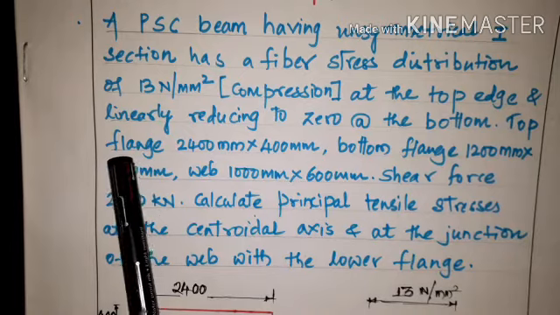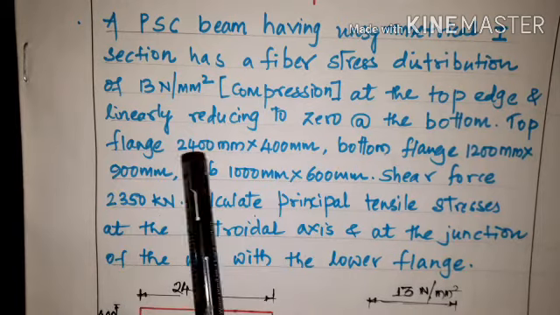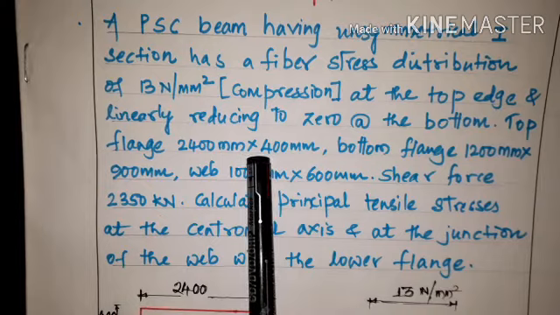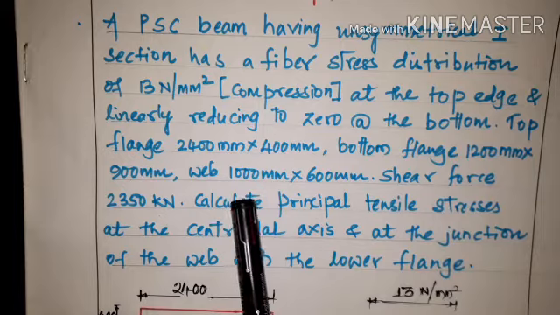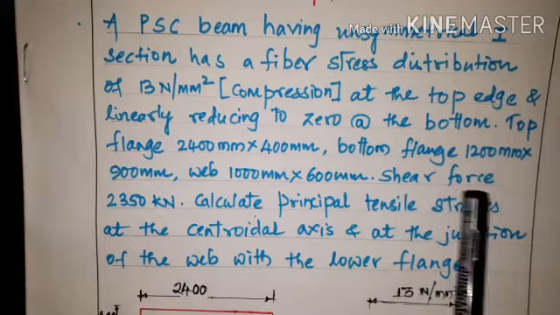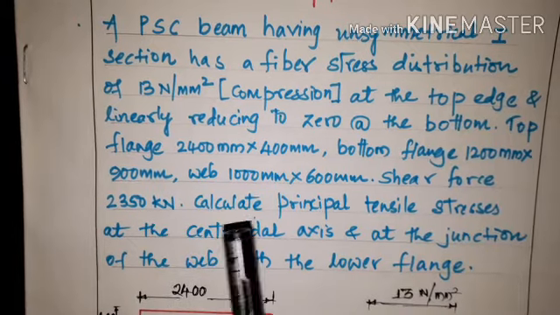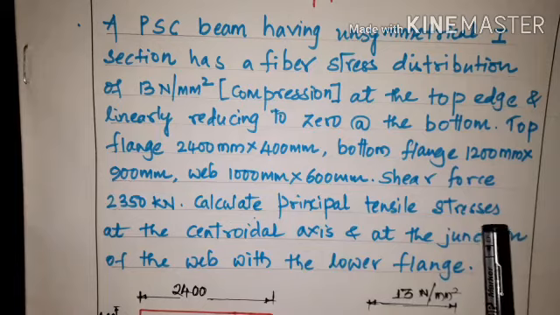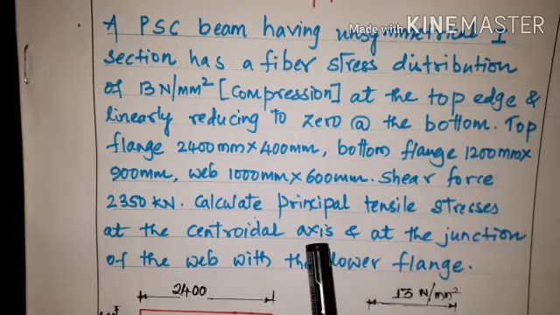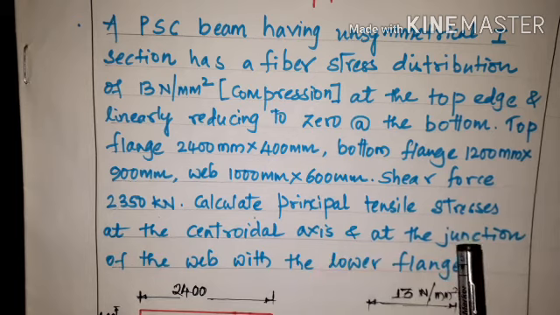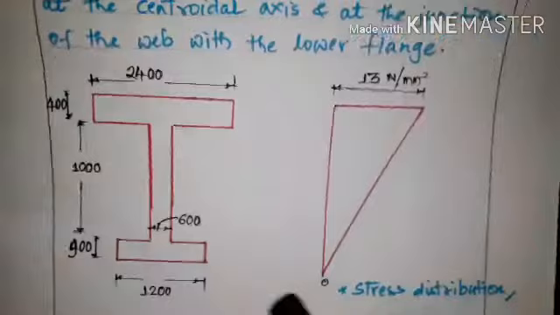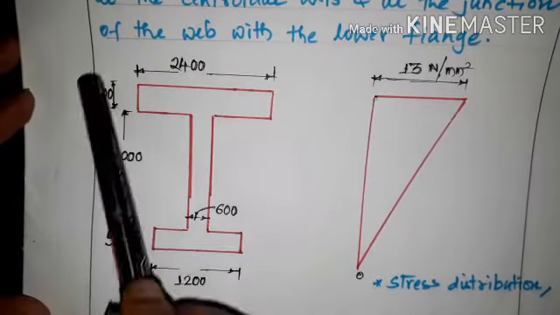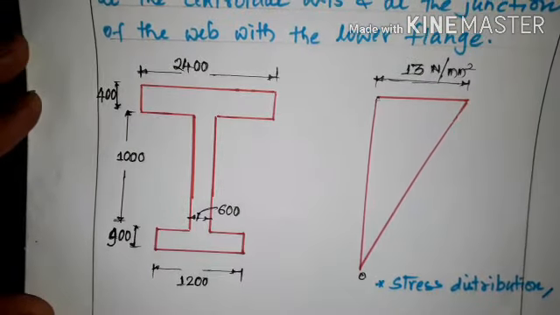Then the top flange size is 2400 by 400 mm, the bottom flange 1200 mm by 900 mm, and the web size is 1000 mm by 600 mm, and the shear force is 2350 kilonewton. Then we have to calculate the principal tensile stresses at the centroid of the section and at the junction of the web and the lower flange. Here we have the sketch according to the above.